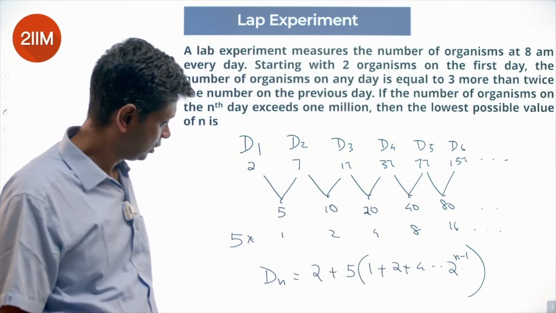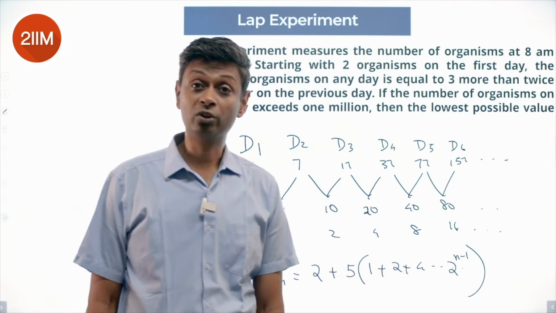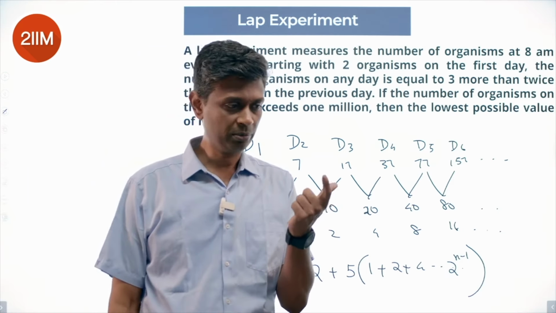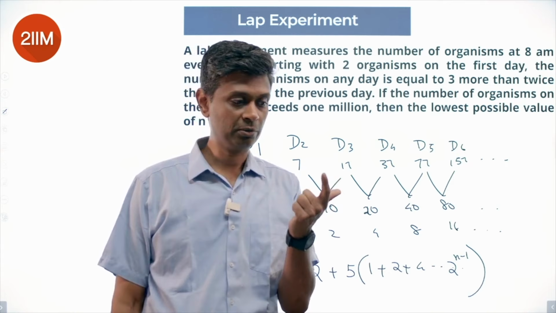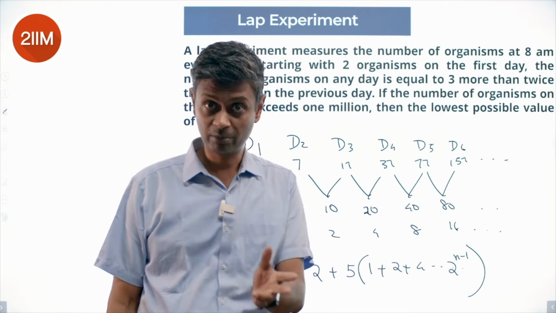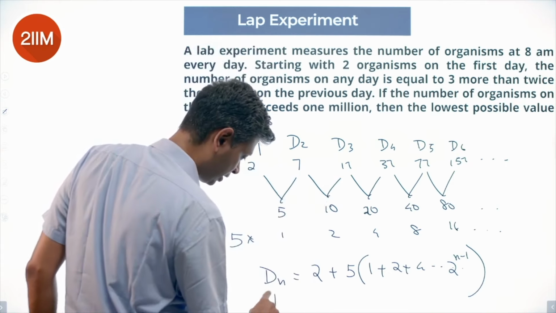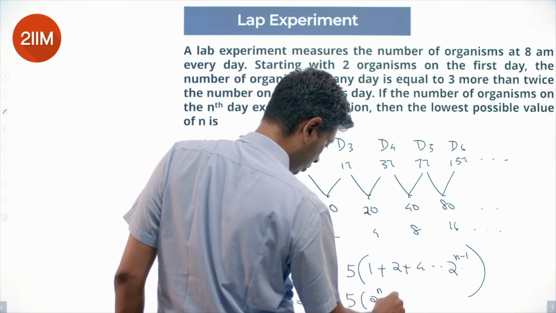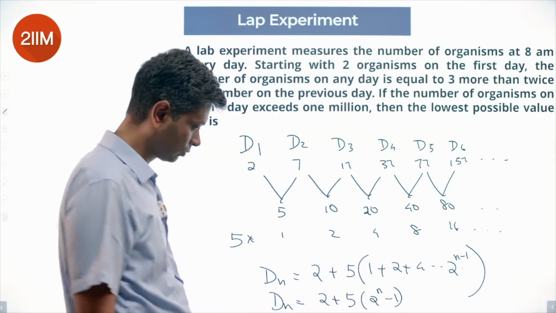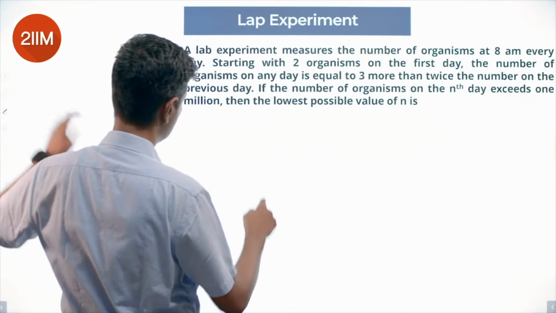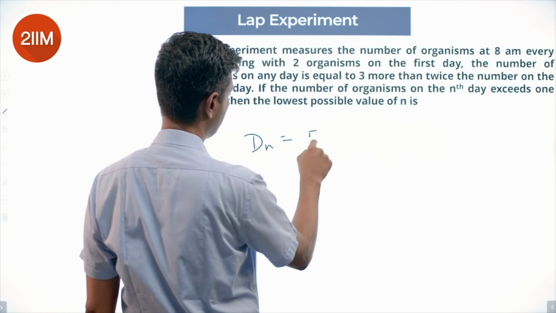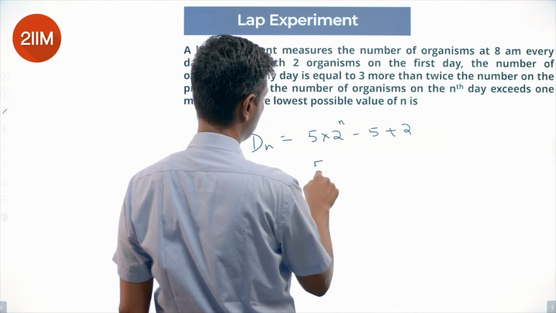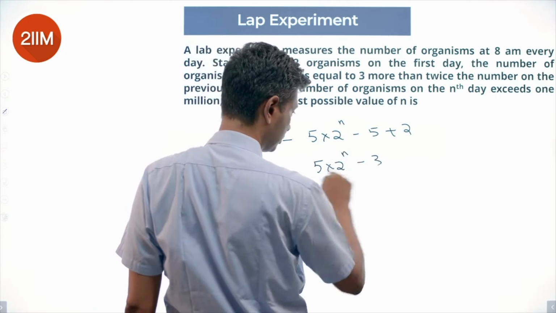Nice, lovely. Now 1 plus 2 plus 4 till 2 power n minus 1 is 2 power n minus 1. 1 plus 2 is 3, 4 minus 1. 1 plus 2 plus 4 is 7, 8 minus 1. 1 plus 2 plus 4 plus 8 is 15, 16 minus 1. So Dn is 2 plus 5 times (2 power n minus 1), or Dn is 5 times 2 power n minus 5 plus 2, which is 5 times 2 power n minus 3.